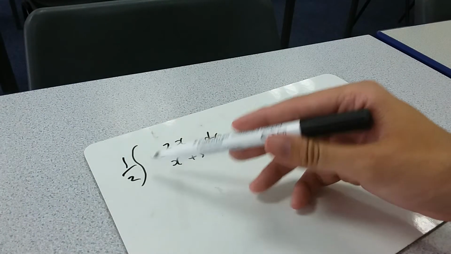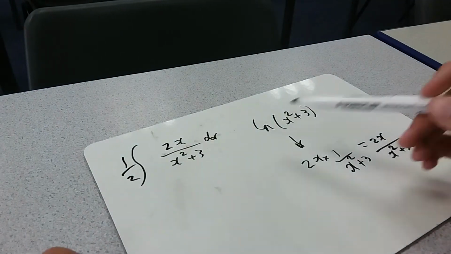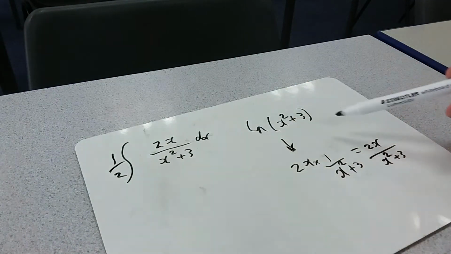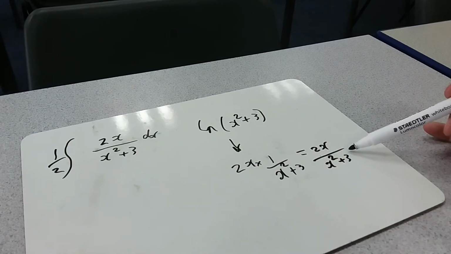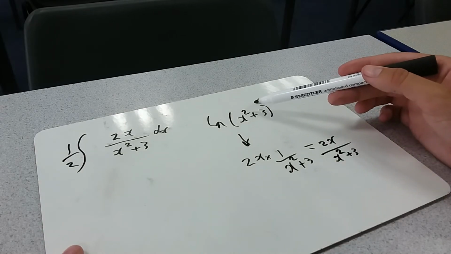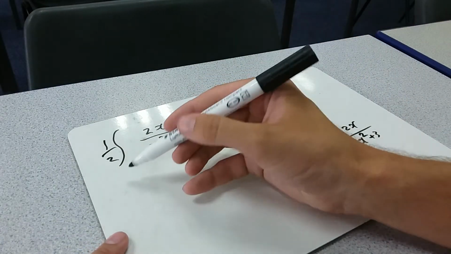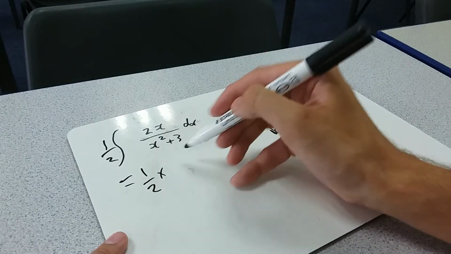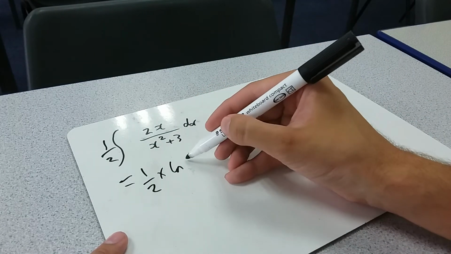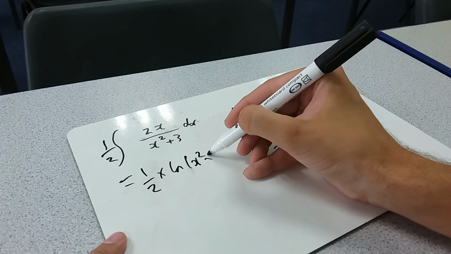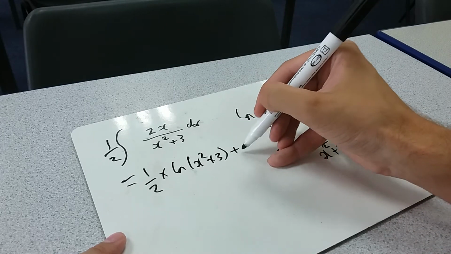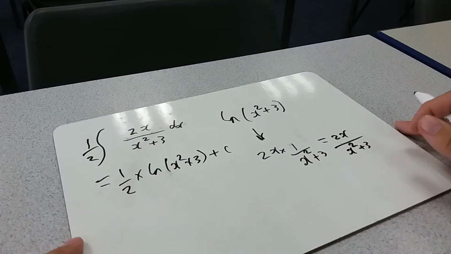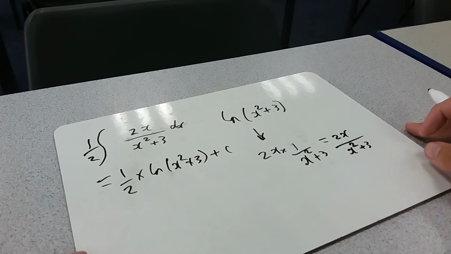So I've times by half, but I've also times by 2. That keeps it the same. Now this thing in here is this thing here, which we know integrates up to this. So this thing here is half times log of the bottom plus 3 plus c. Now, this seems hideously complicated when you first see it.